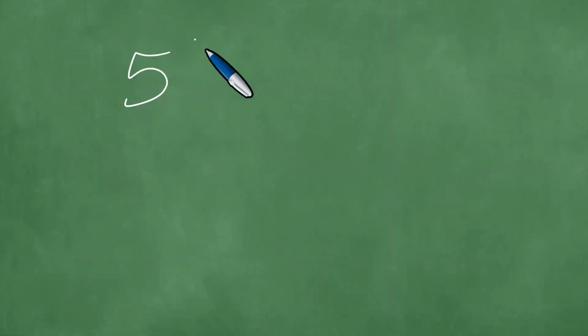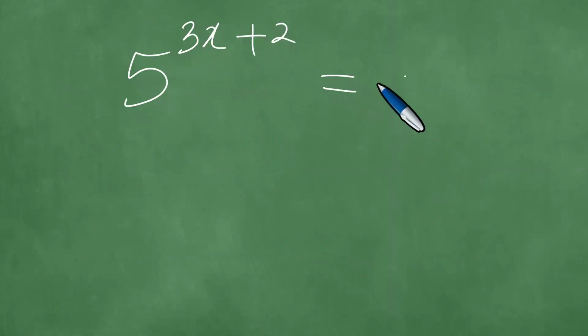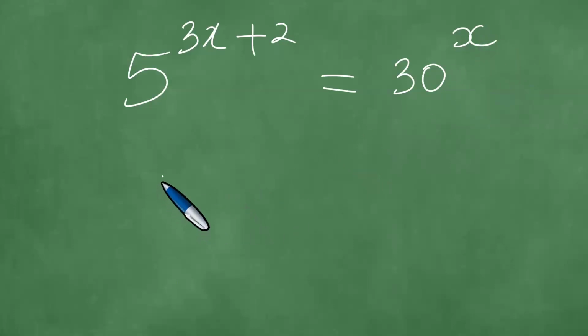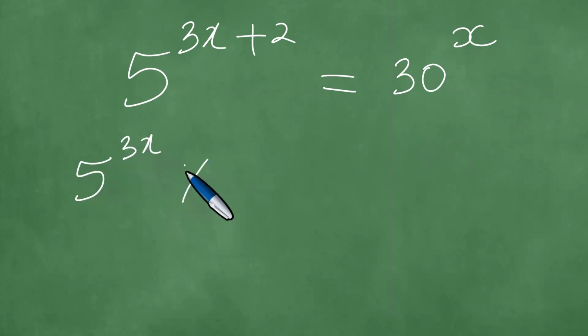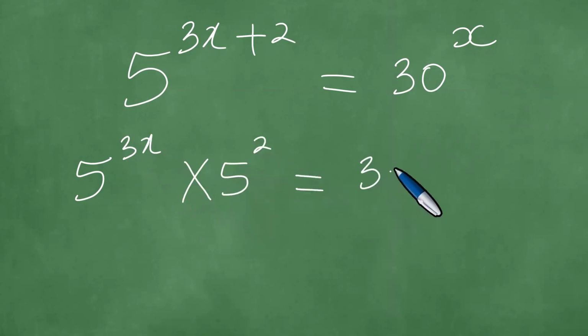So this is exactly 5 to the power 3x plus 2, and this equals 30 to the power x, which is 5 to the power 3x times 5 squared is 30 to the power x, like so. Right, upon careful examination, we can associate the terms. And if we associate the terms, what does this imply?